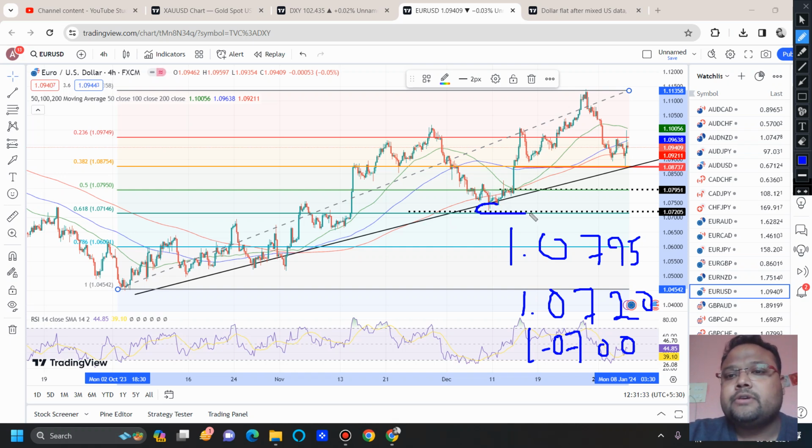Along with that, we also have a support. But the problem is that this level is far away from the current market price. So as a result, chances of the market coming down to this level are very, very less.